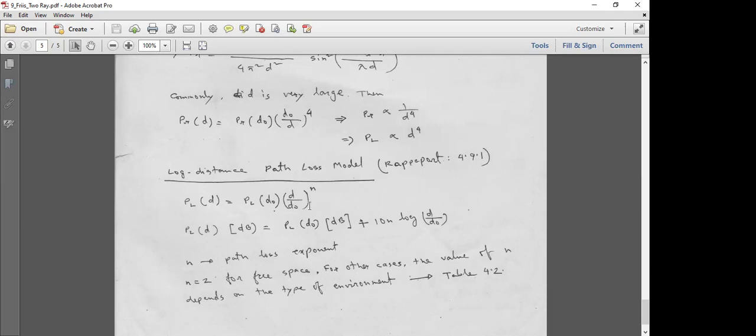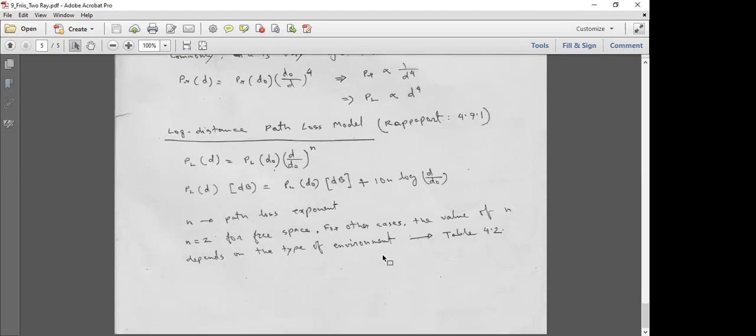So a common model we can use is called the log distance model, because it is usually shown in dB form. So you have a logarithm, and with the log term you have 10n log d by d naught. For your environment, you just have to find out the value of n.